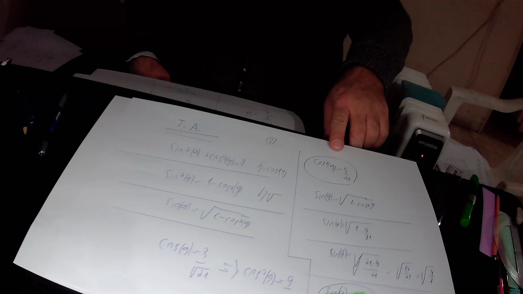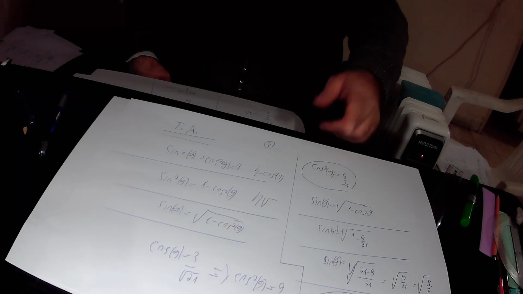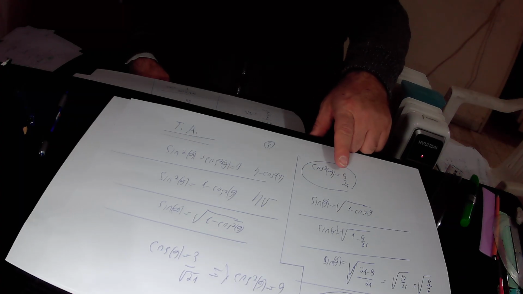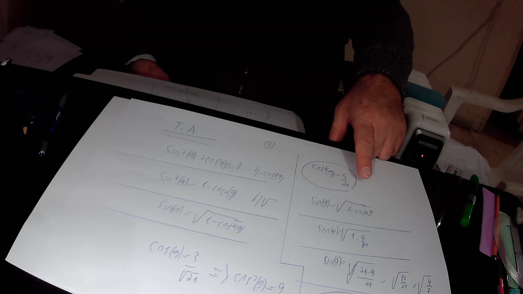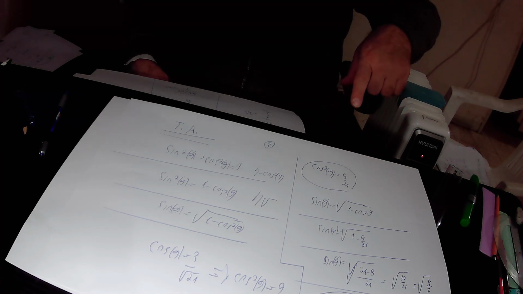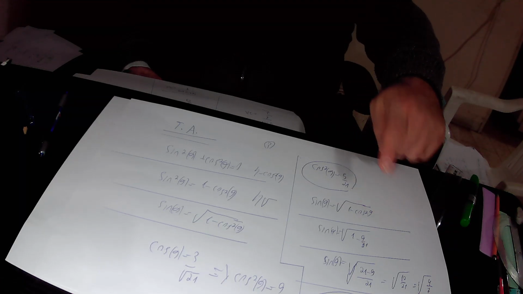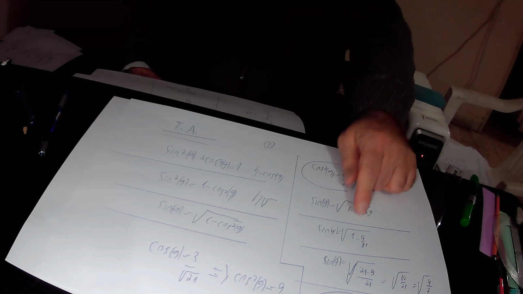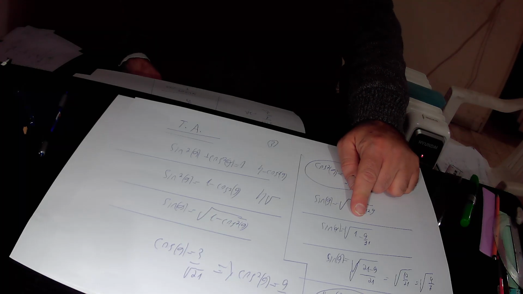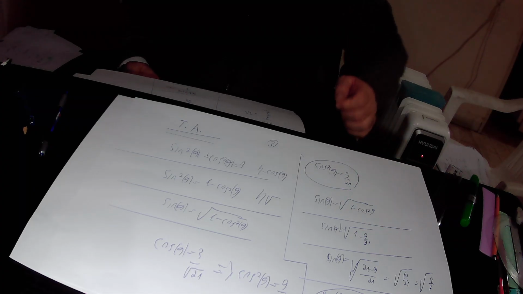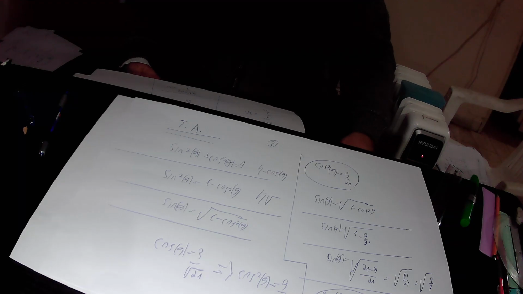We get cosine square alpha equals 9 over 21. We found that sine alpha equals the square root of 1 minus cosine square alpha. So sine alpha equals the square root of 1 minus 9 over 21. Here we multiplied 1 by 21 and divided by 21 in order to get a common denominator, so it is 21 minus 9 over 21.